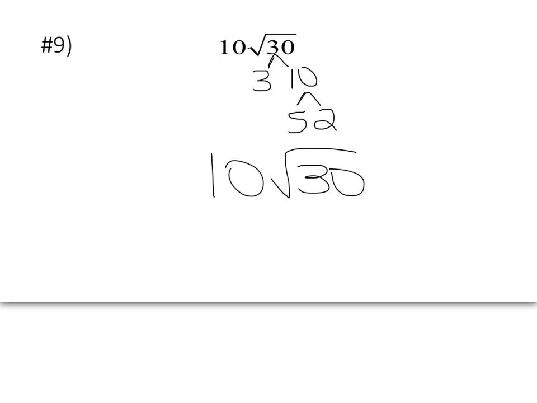Okay, 10 square root of 30. 30 is 3 times 10. 10 is 5 times 2. So there is nothing that repeats. So you just leave it 10 square root of 30.